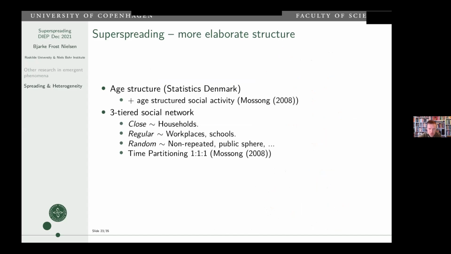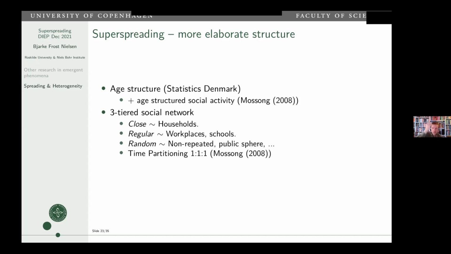And then I'll go quickly over this, but I just wanted to say that we also expanded this approach into something more realistic, where we took age structure from statistics Denmark in this case, and also age-structured social activity patterns from another study by Mossong et al. And then we segregated society into, or not society as such, but each person had close contacts, which they met regularly or even very often, and some regular contacts such as workplace and school contacts that they also met very often, but they were bigger circles of contact. And then they had random contacts, which are essentially a well-mixed component. So that's people you meet in public transport or in the public space and so on.